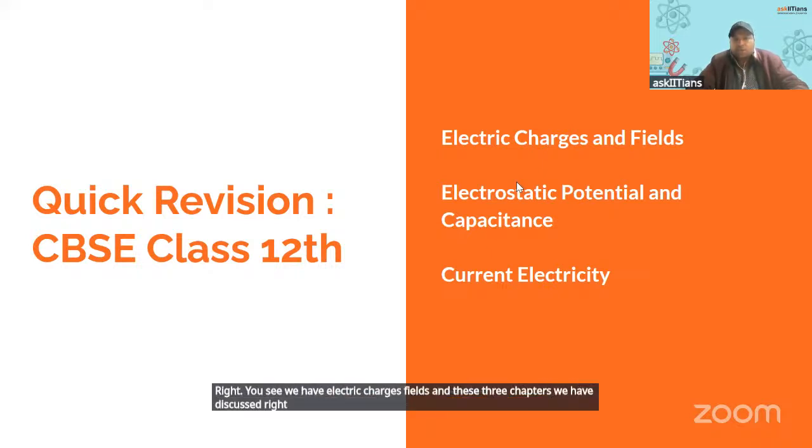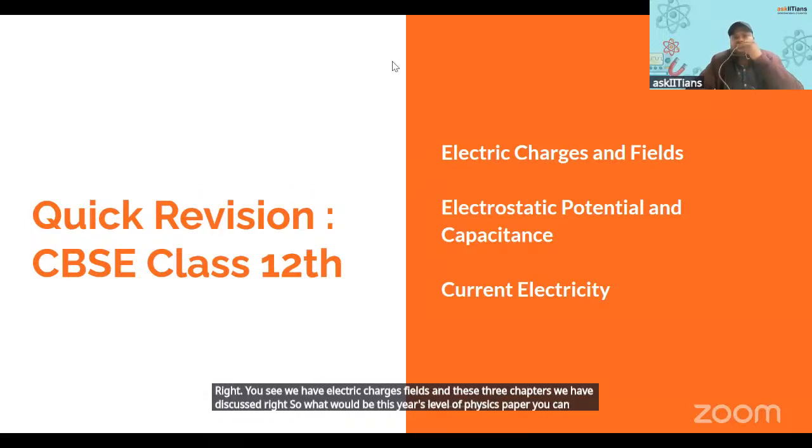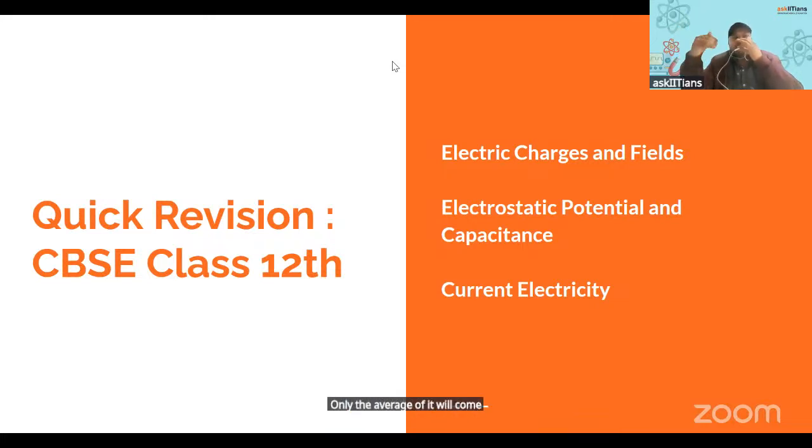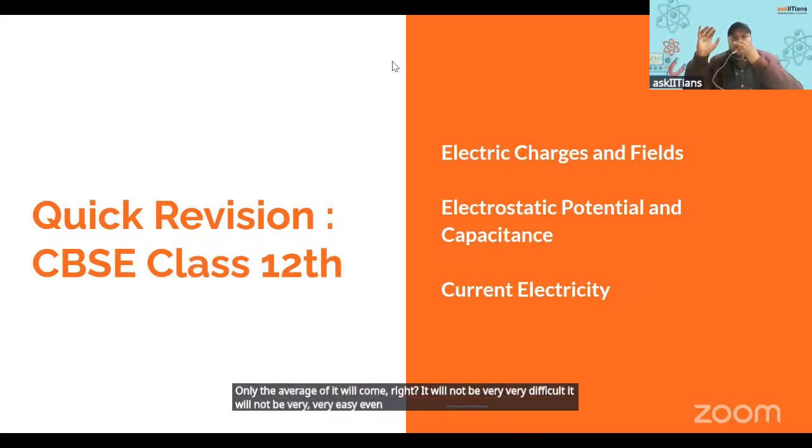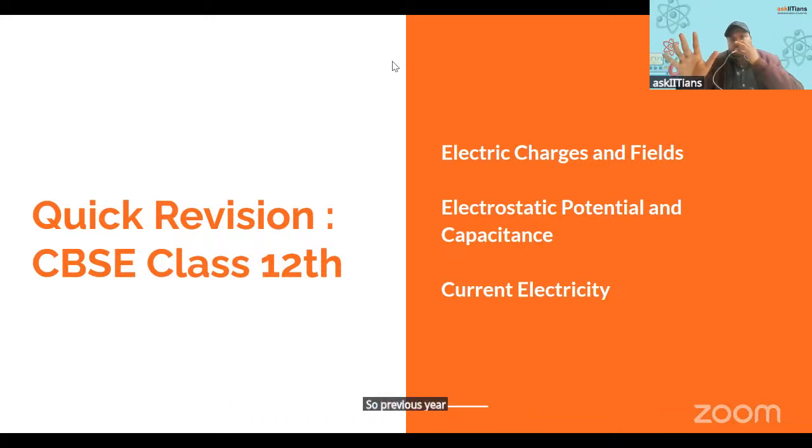What would this year's level of the physics paper be? That's what I'm saying: if you analyze the previous 5 year papers, you'll get an idea that only the average of it will come. It will not be very difficult, it will not be very easy even. An optimum level would be maintained, as they have been giving since previous years. So if you do the previous 5 year papers, you'll automatically have an idea of the level, right?